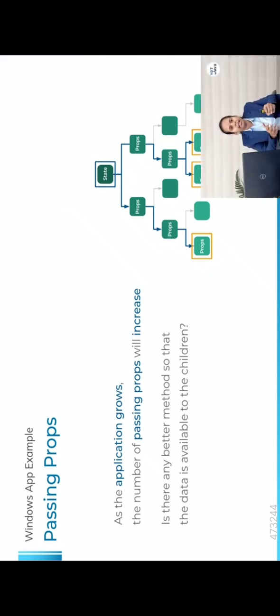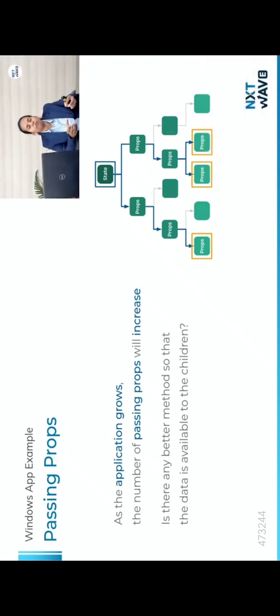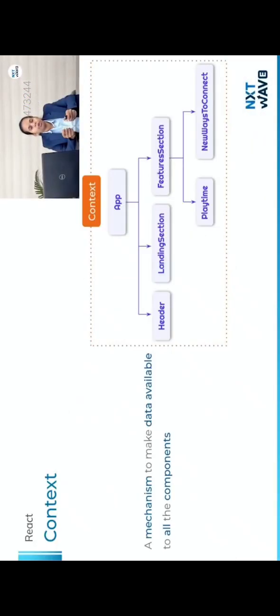So the question here is, is there any better method so that the data is available to the child components, but there is no necessity of passing it to all the components in between? You can see that the data is somewhere in the state, somewhere on the top. So instead of involving all the components in between, can we make the data available for the children? Is it possible? Yes. The solution here is React context. Context is a mechanism to make the data available to all the components. So using this, we can make a particular data available for all the components.